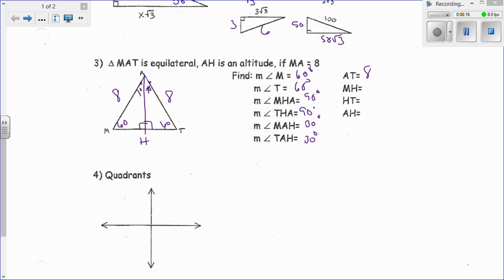We knew that AT was 8. MH, well, if you look at this, I have a 30, 60, 90 triangle over here. And what we just did in example 2, if I have the hypotenuse, which is 8, the shorter side across from the 30-degree angle has to be half the hypotenuse. So that makes that 4. And that's going to happen with the other triangle as well. And then AH is across from the 60, so that would mean it would be 4 radical 3.